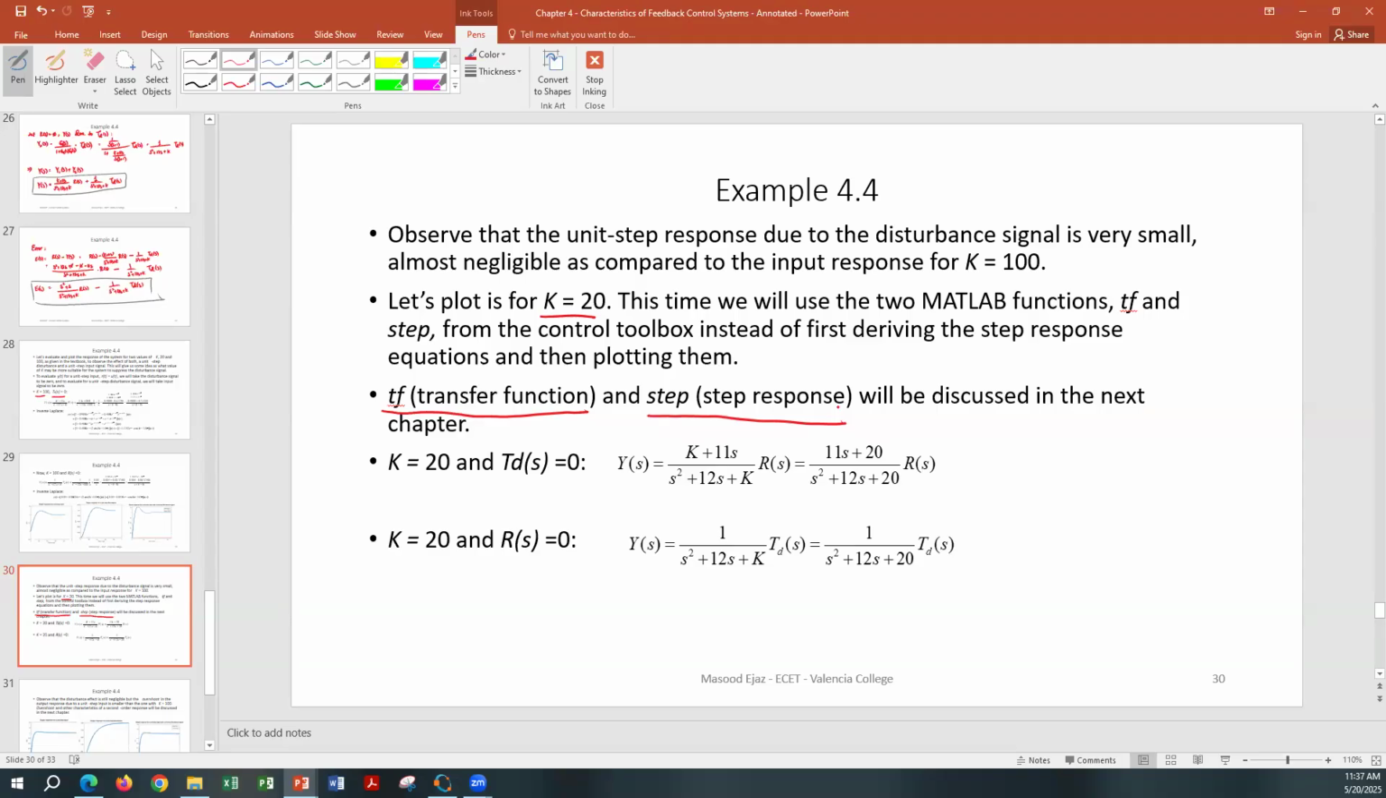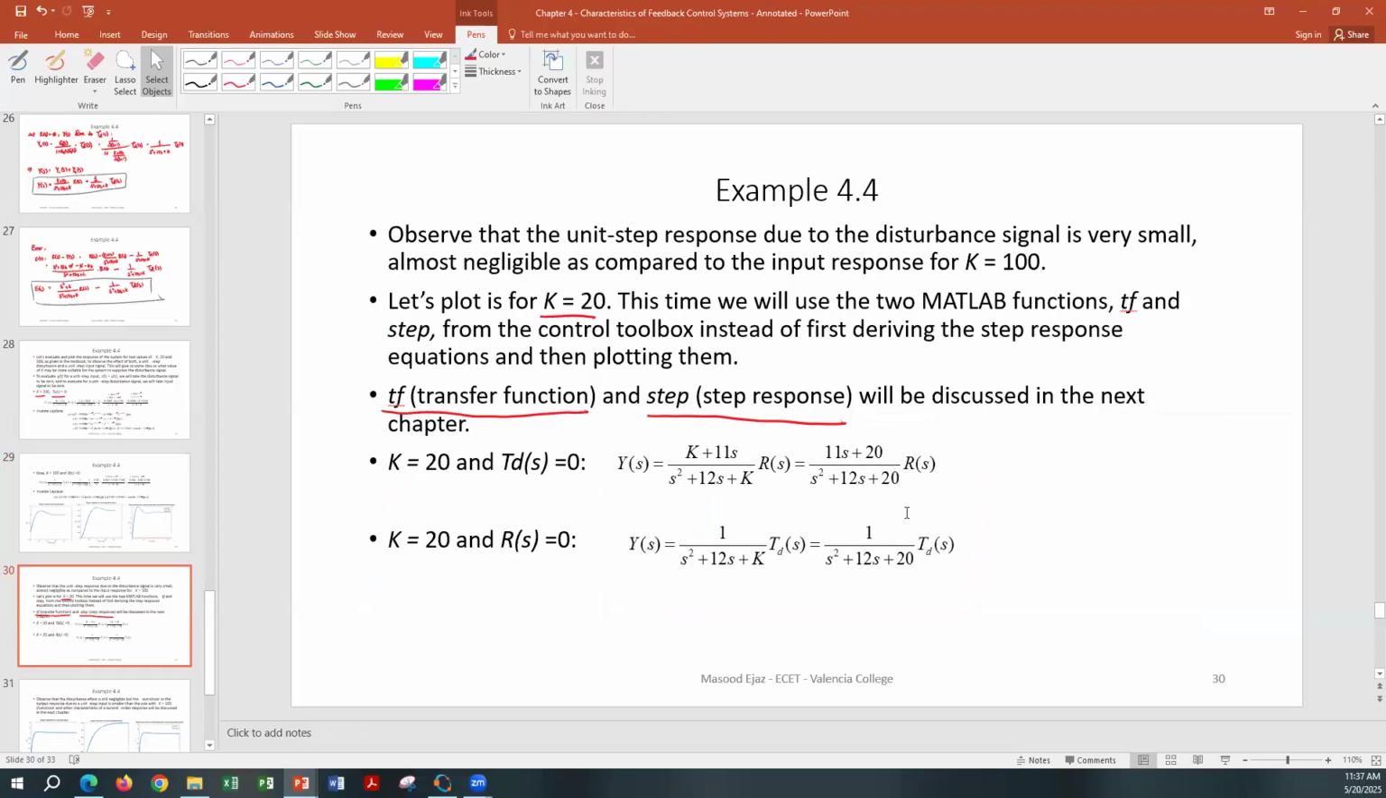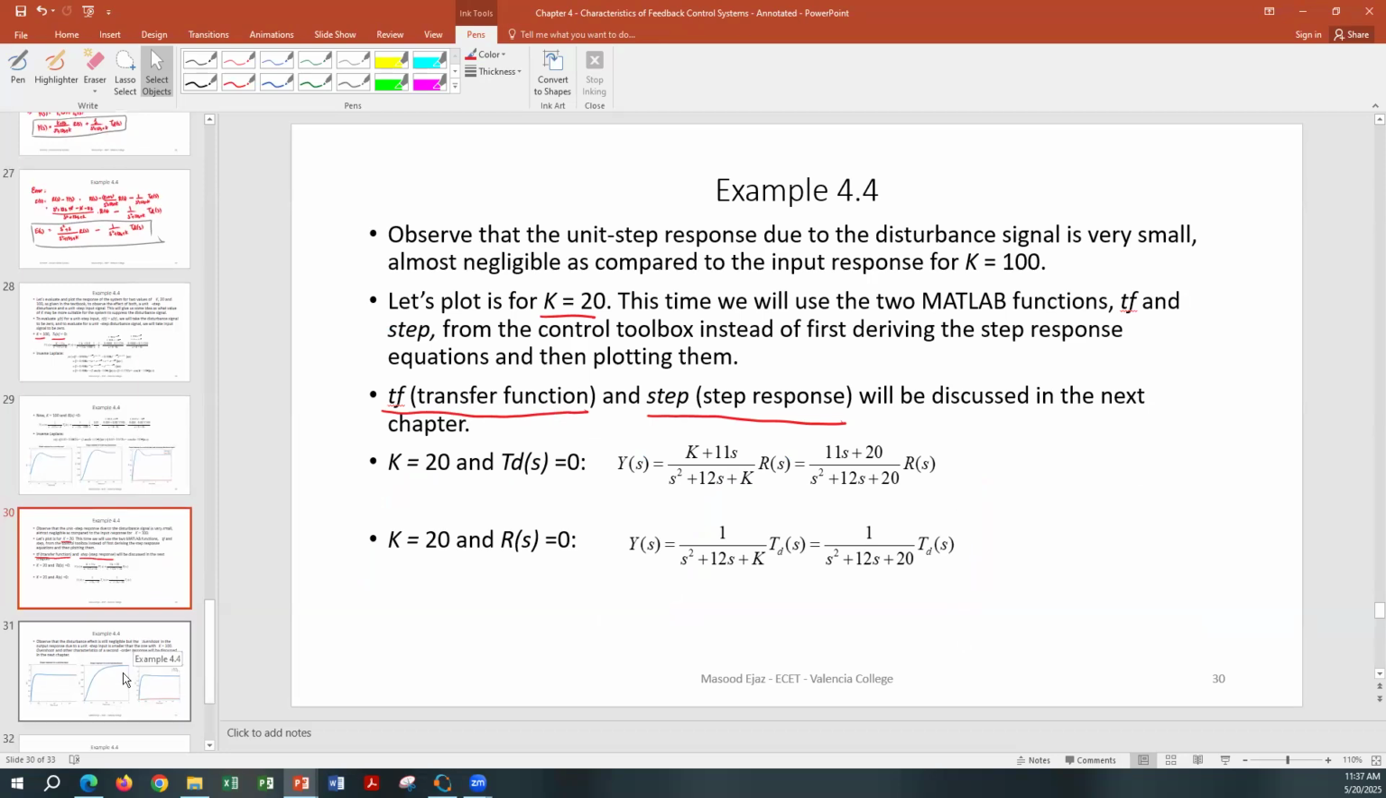I'll show you that in the next chapter when we discuss it. So I don't have to write down the expression if I just want to plot the step response. If you have to show the expression, then of course you will need to go through the process of partial fraction decomposition and all those things.